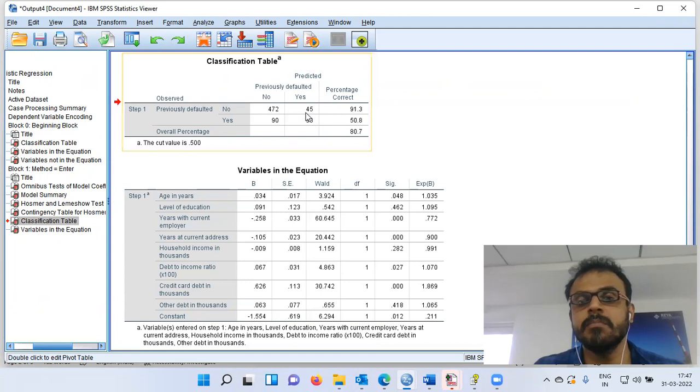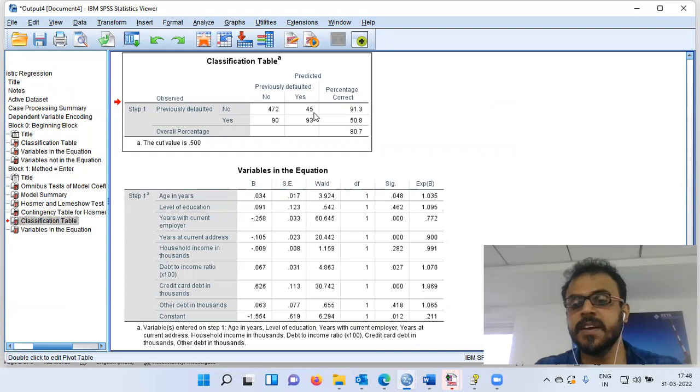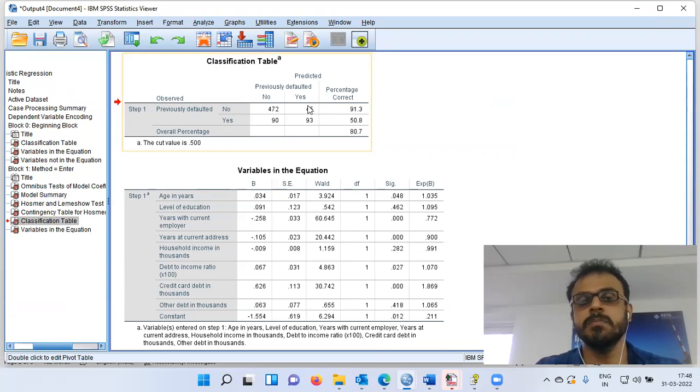Now look at this number 45. What does that mean? That simply means that there are 45 non-defaulters whom the model has misclassified as defaulters. Please look at this. Along the row, we have no, and the predicted category is yes. So 45 non-defaulters have been misclassified as defaulters. So that's how you interpret the first two numbers.